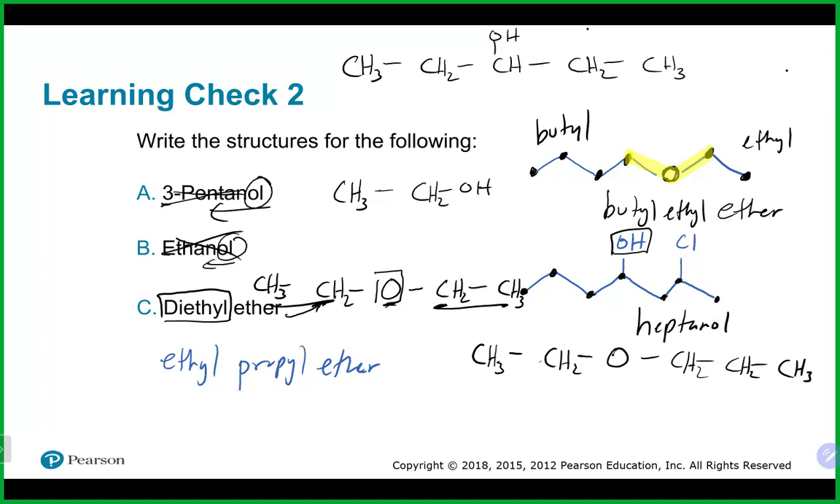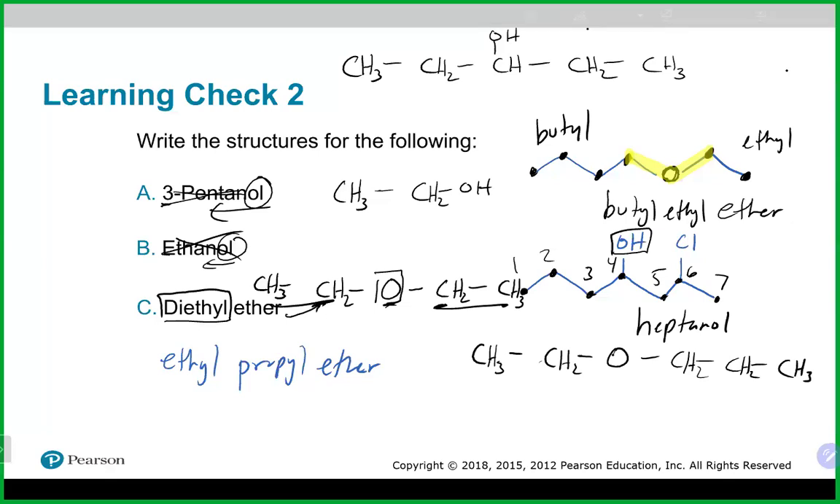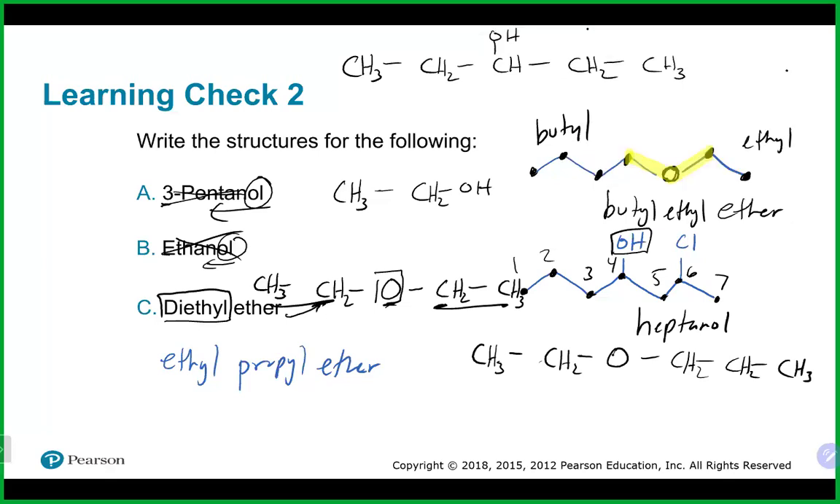We do need to give the location of where our OH group is located. If I go left to right, 1, 2, 3, 4, 5, 6, and 7. If I go right to left, we'll call it the red numbering, that is 1, 2, 3, 4, 5, 6, 7. Now, in terms of the OH in this case, it does not make a difference which way you go. That OH is going to hit carbon number 4. That means this is 4-heptanol because of that.